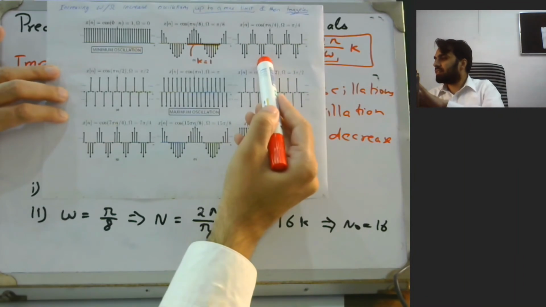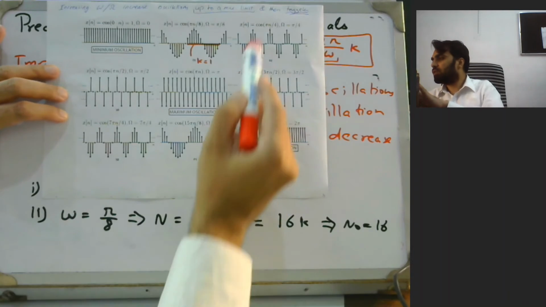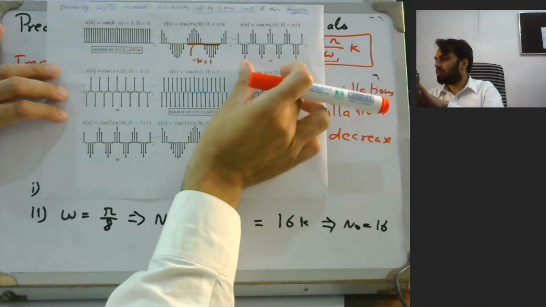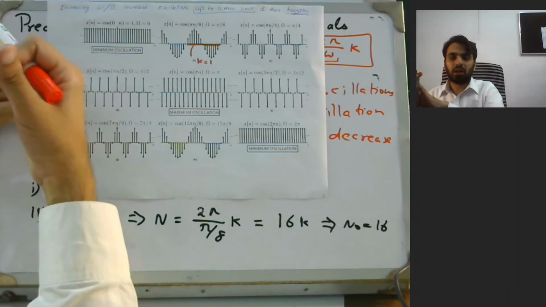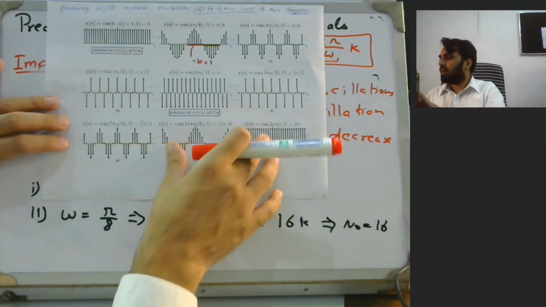In the third case, this omega is set to pi by 4, and you can observe that the oscillations have increased. You can again find the value of k and n naught for this plot.